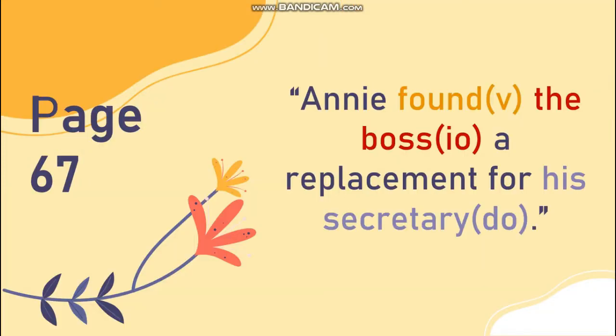And then on page 67 there is a sentence: Annie found the boss a replacement for his secretary. This sentence is verb, indirect object, direct object because, as you can see, found here is the verb, the boss is the indirect object, and a replacement is the direct object. So this sentence is verb, indirect object, direct object. So I think that's all for the materials on verb, indirect object, direct object.